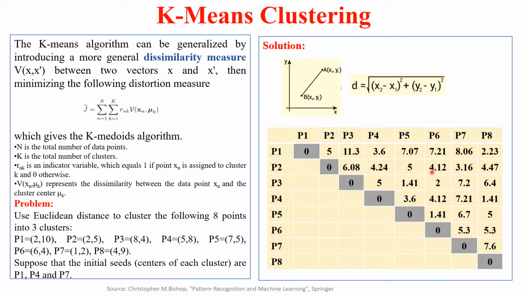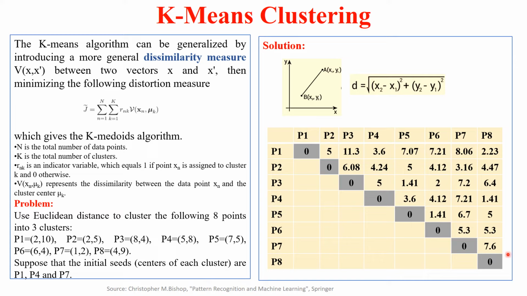That is, P2 to P6, we know it's 4.12. So obviously, reaching from P6 to P2 is going to be the same. That is, P4 to P3 is the same as P3 to P4, for example.